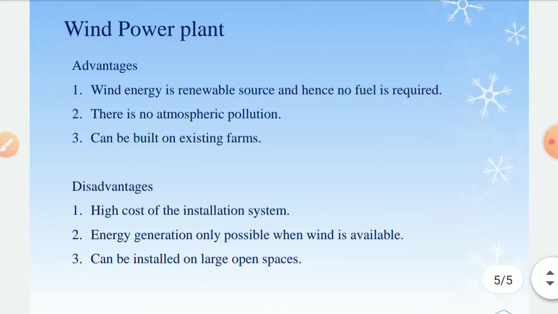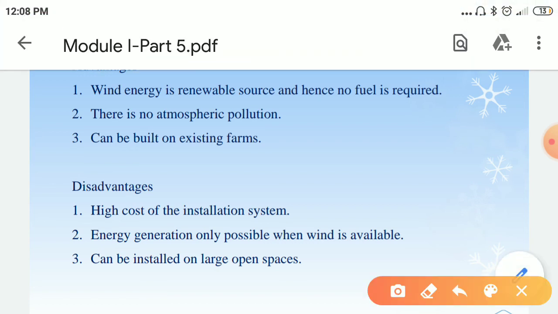Now we are going into the advantages and disadvantages of the wind power plant. What are the main advantages? You can add to these advantages and disadvantages. You can search and find out what other advantages and disadvantages there are. I'll be just pointing out 3 of them. Wind energy is a renewable energy source, so no fuel is needed. It is a source which is available in nature. So it is a renewable source and no fuel is needed. And there is no atmospheric pollution. That is the next advantage. And it can also be built on existing farms.